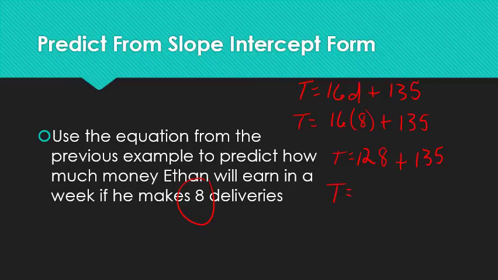And so if Ethan were to make 8 deliveries, getting paid $16 per delivery, in addition to his weekly salary of $135, let's see, we got 128 plus 135. 8 and 5 is 13, so 3. Carry your 1. 1 and 2 is 3 plus 3 is 6. And 1 and 1 is 2. So if he were to make 8 deliveries, we could predict that he would make $263. All right, go get a job.